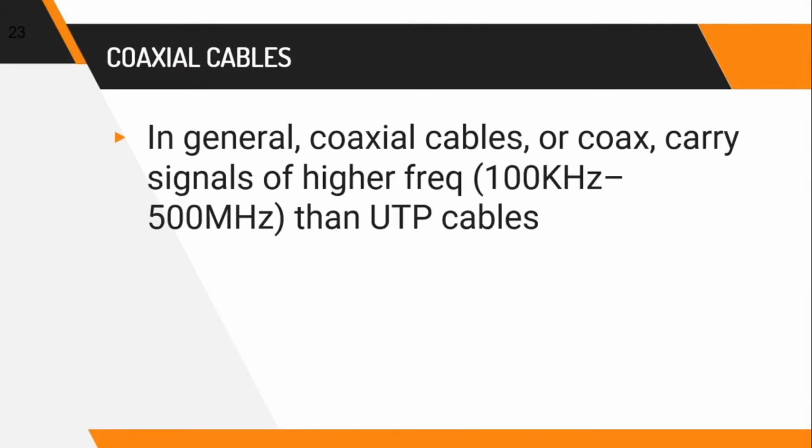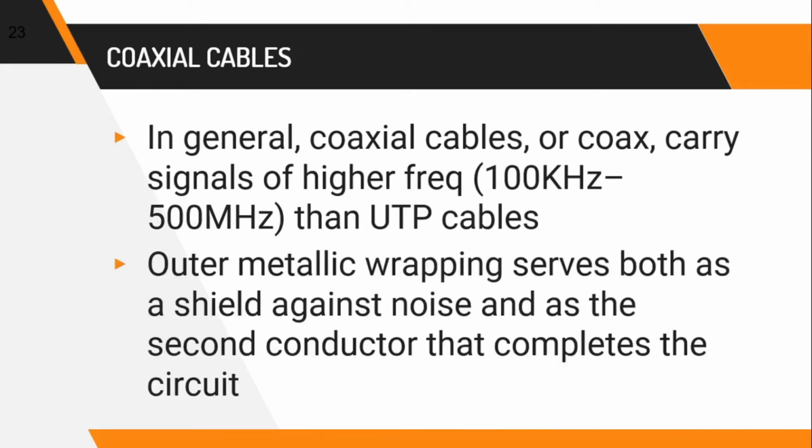Coaxial cables. In general, coaxial cables, or coax, carry signals of higher frequency, from 100 kHz to 500 MHz, than UTP cables. The outer metallic wrapping serves both as a shield against noise and as the second conductor that completes the circuit. Coaxial cable is a type of copper cable specially built with a metal shield and other components engineered to block signal interference.